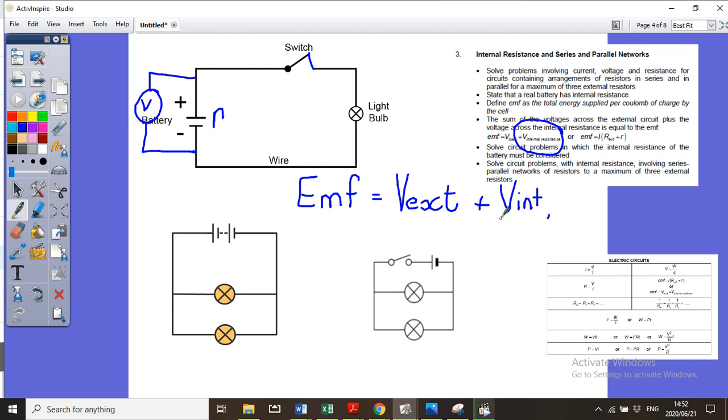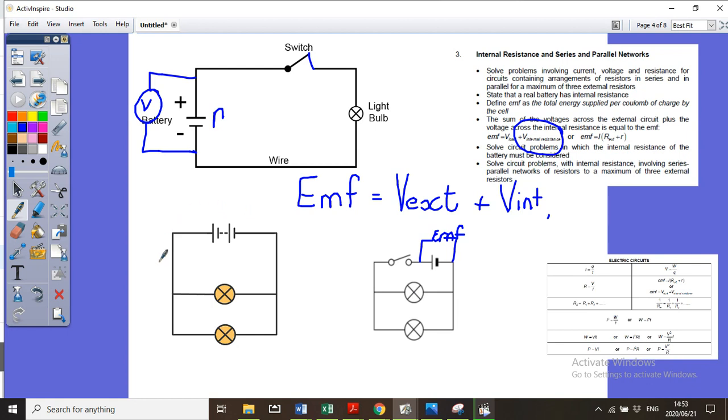So now the questions are going to have a setup like this typically, and they're going to say, what's going to happen if I now go and put something extra in parallel? Or they can say, I'm taking something extra away from parallel. Now, please remember, if the switch is open, this reading will still just be the EMF.